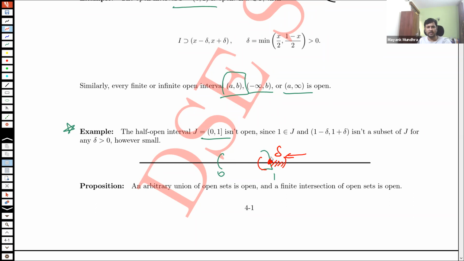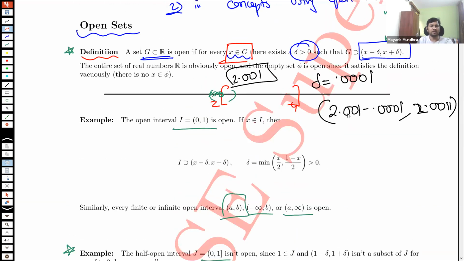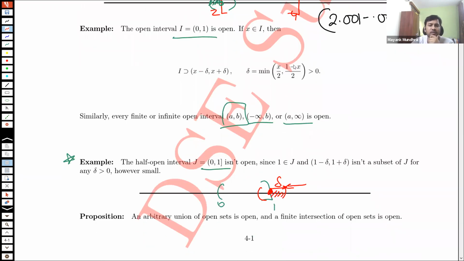This thing is delta, right? This distance is delta, and this delta is required to be positive. That is the definition. This delta has to be positive, so you cannot make it completely 0. So this is a half open set. You call it a half open interval that is not open.